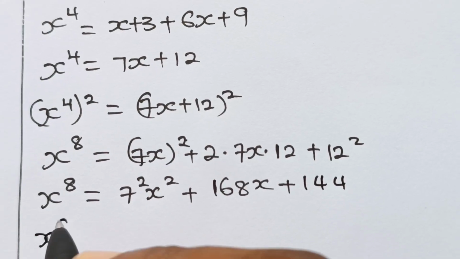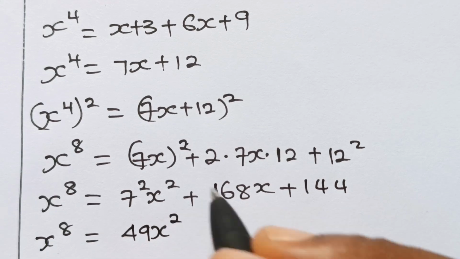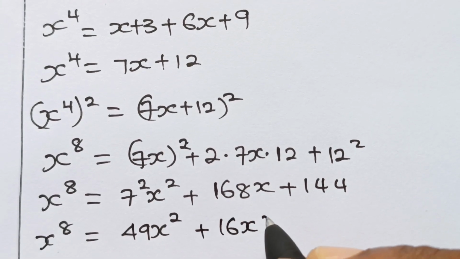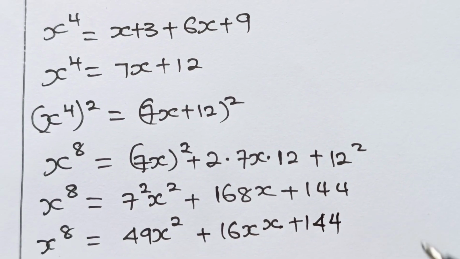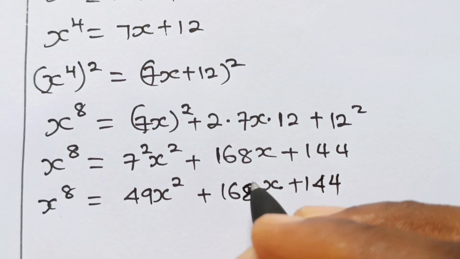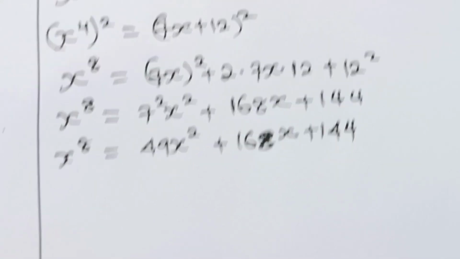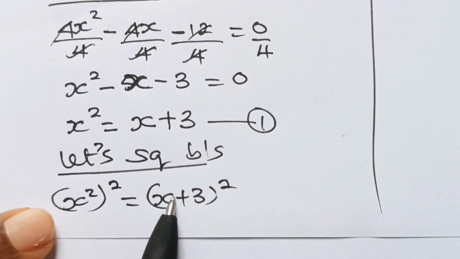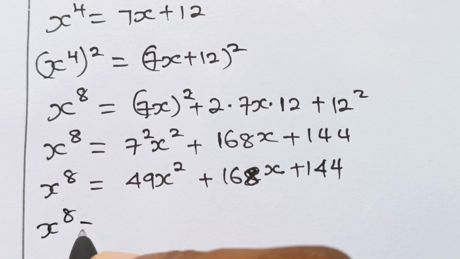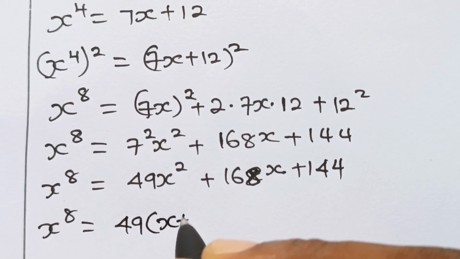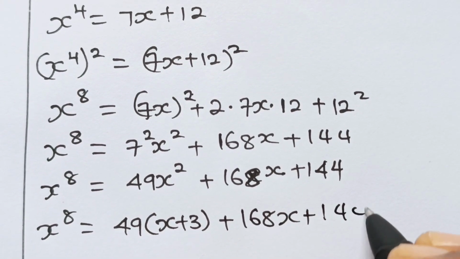Alright, so we have x to the power of 8 is equal to 7 squared is 49. So you have 49x squared plus 168x plus 144. Now remember that x squared is equal to x plus 3. So we always replace x squared with x plus 3. So we have x to the power of 8 is 49 bracket x plus 3 plus 168x plus 144.